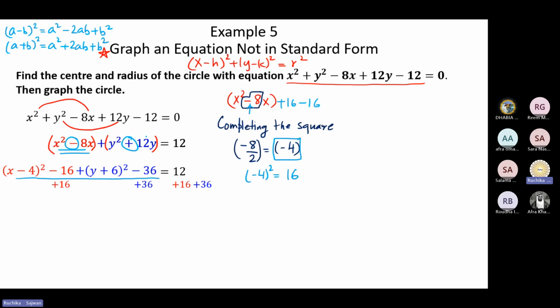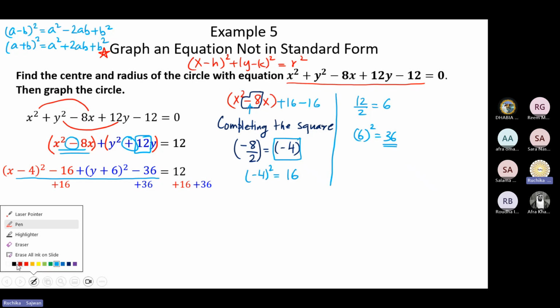Okay. Similarly, for this one, if you see 12 is given, so what will be the number that we will add and subtract? Divide by 2, 6. So 6 square. So 36 is the number that we add and subtract. That's how you get this 36. Okay. So for this part, I have got x minus 4 whole square, y plus 6 whole square.